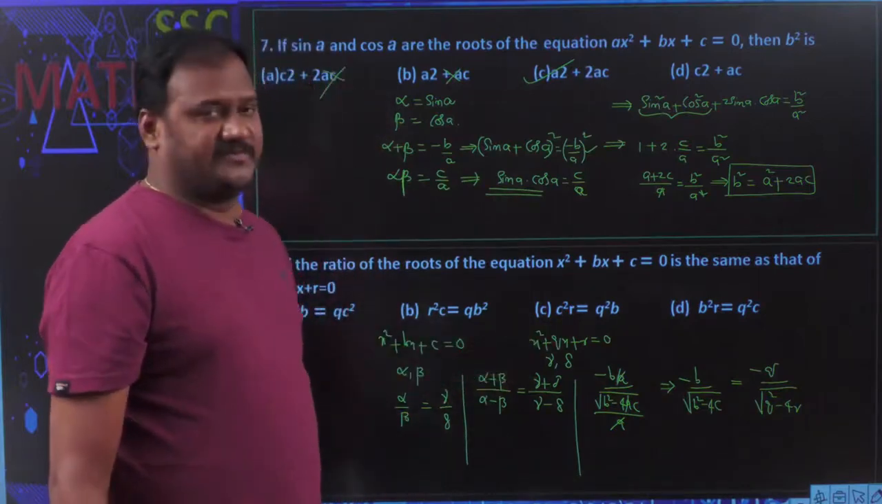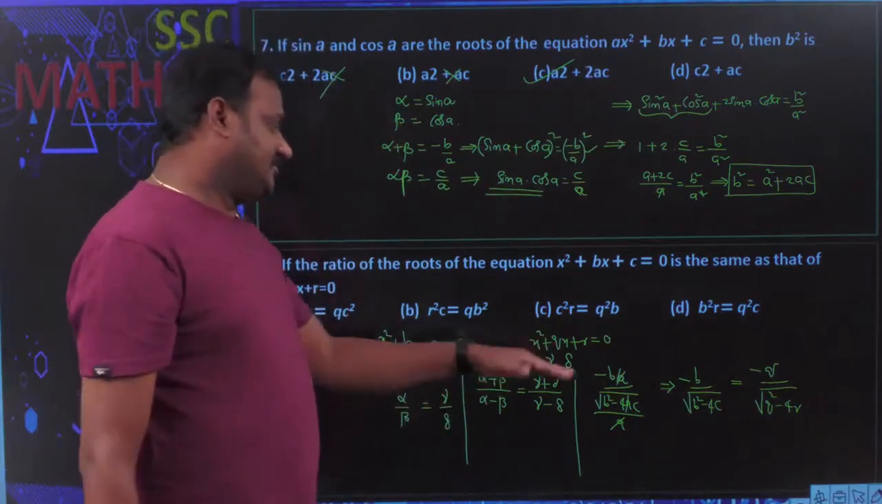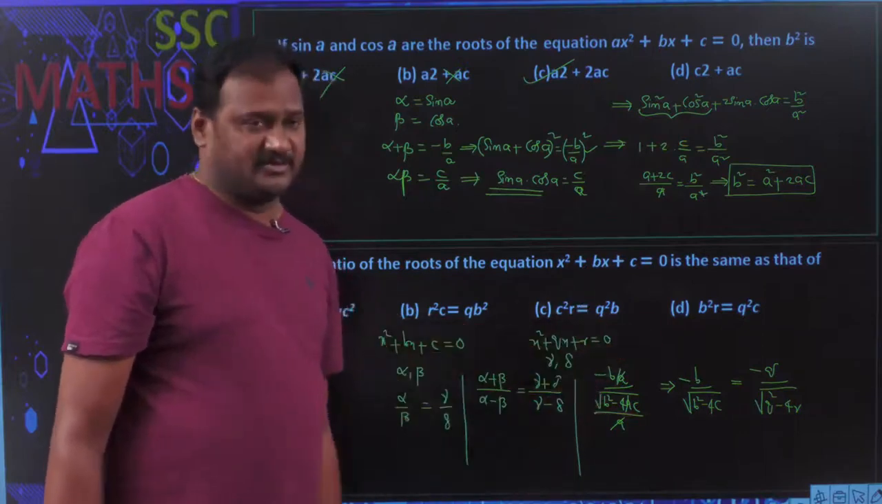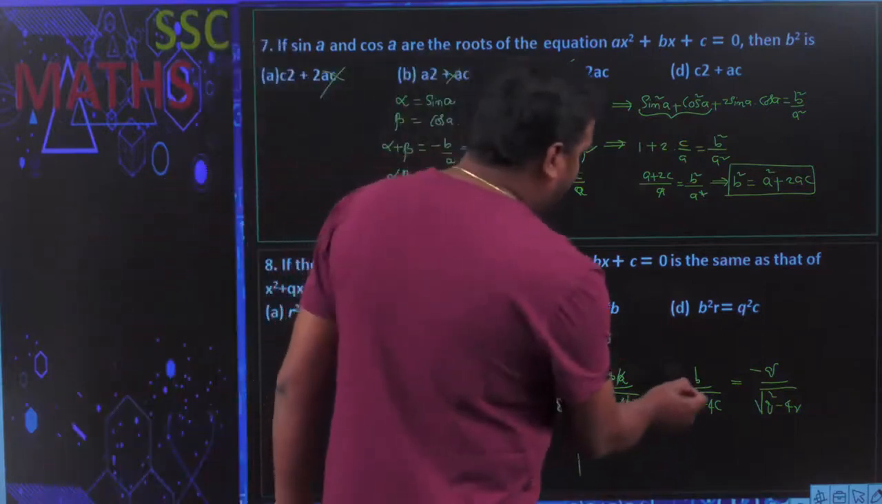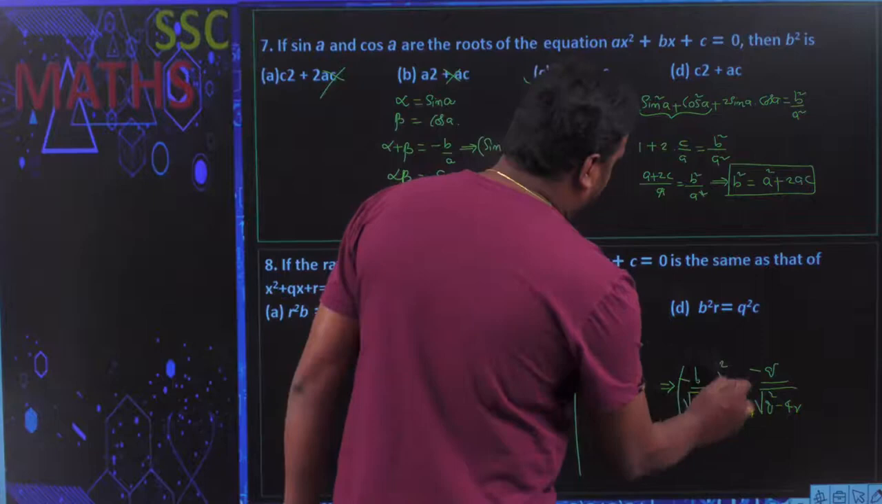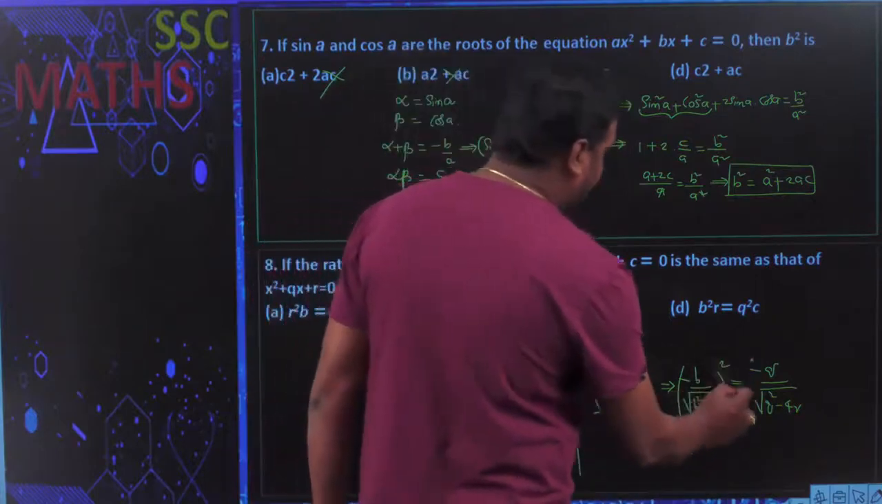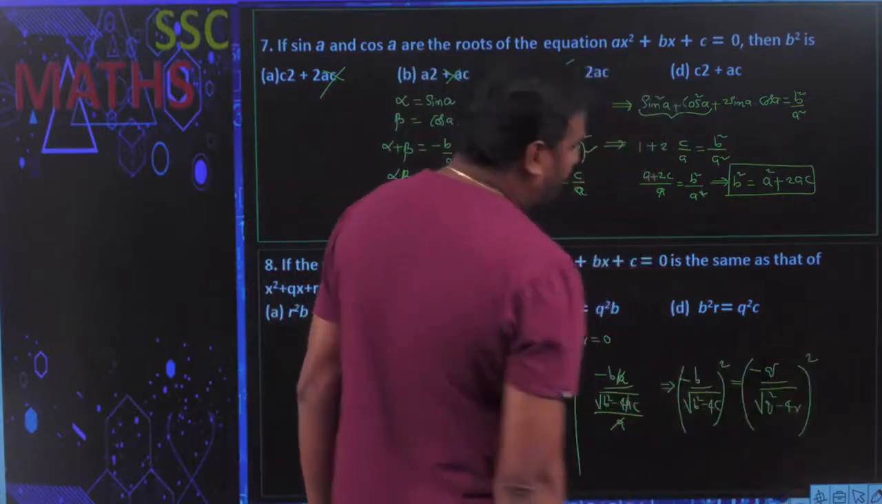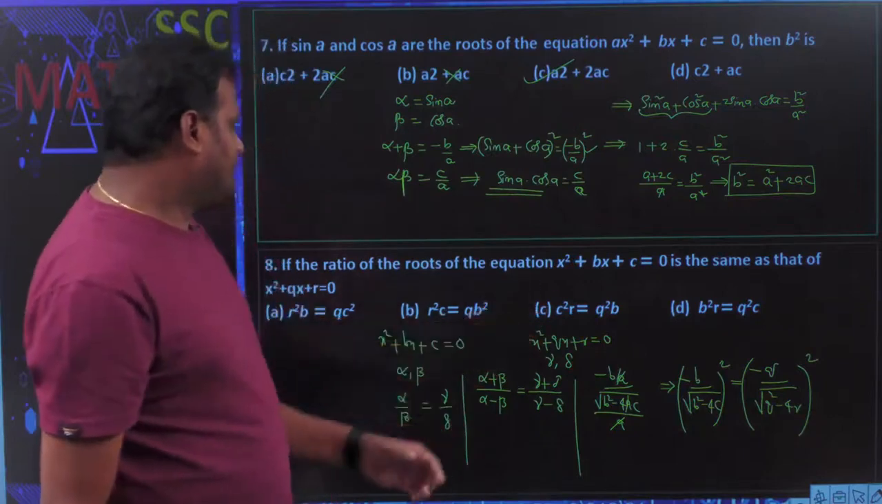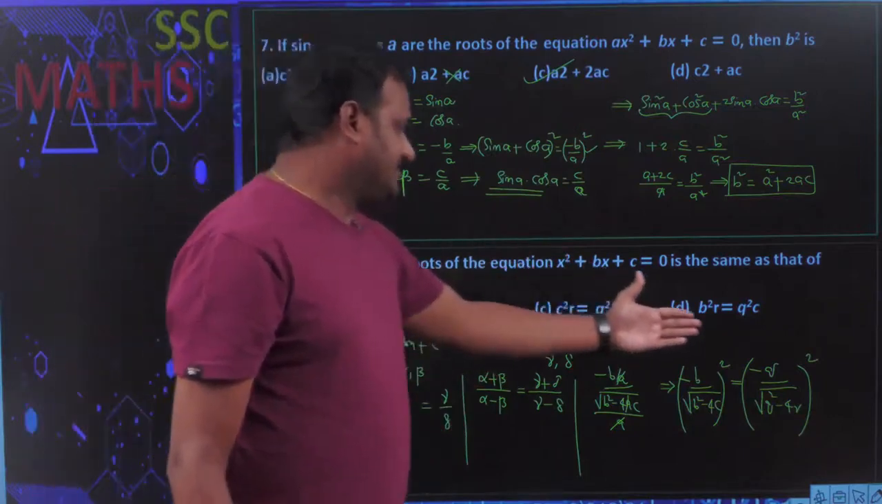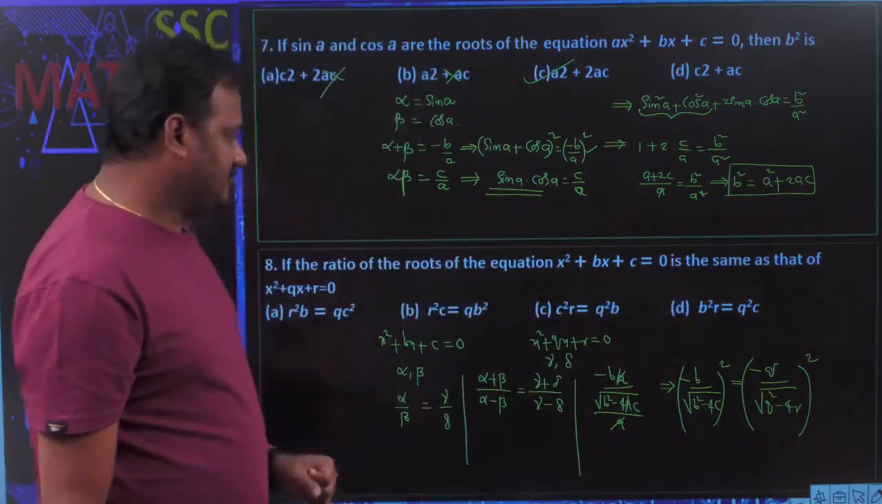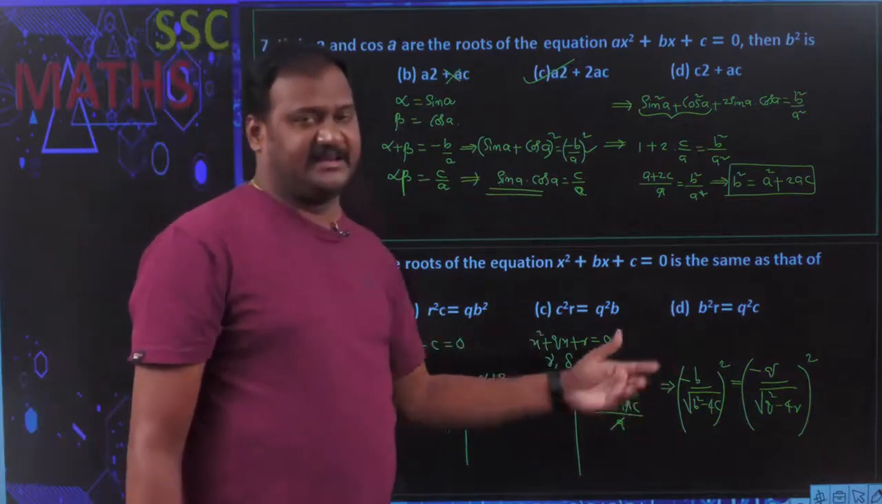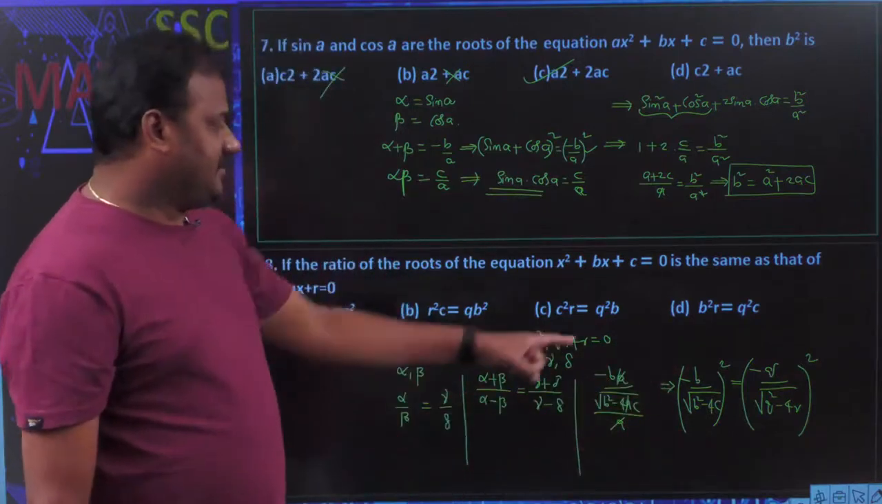If you simplify both of them, in the sense, if you square them on both the sides, then you will get minus b by root over b square minus 4c whole square is equal to this one whole square. Then you will get the option as b square r is equal to q square c, or c square r is equal to q square b, whatever the calculation part will be there.